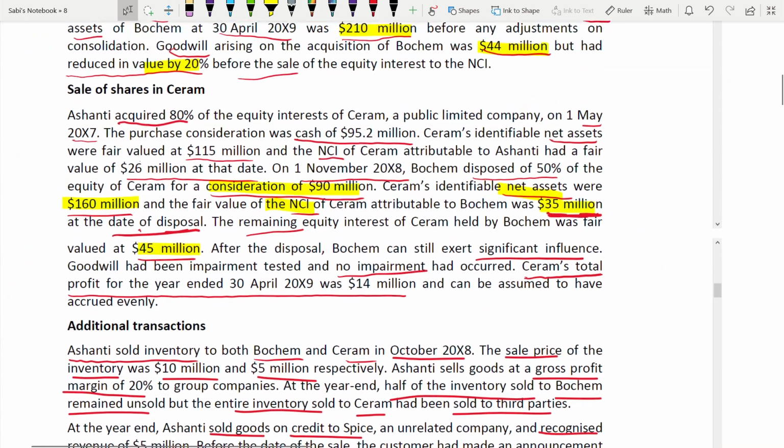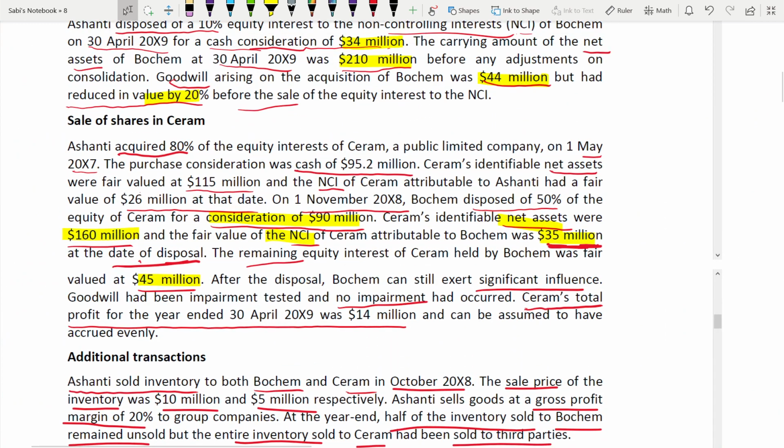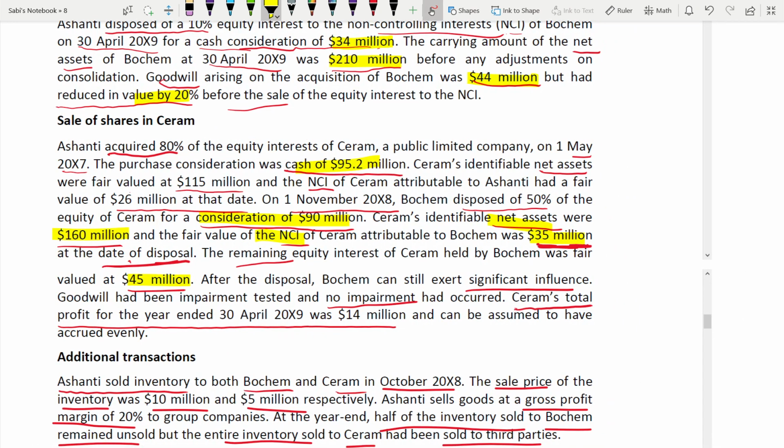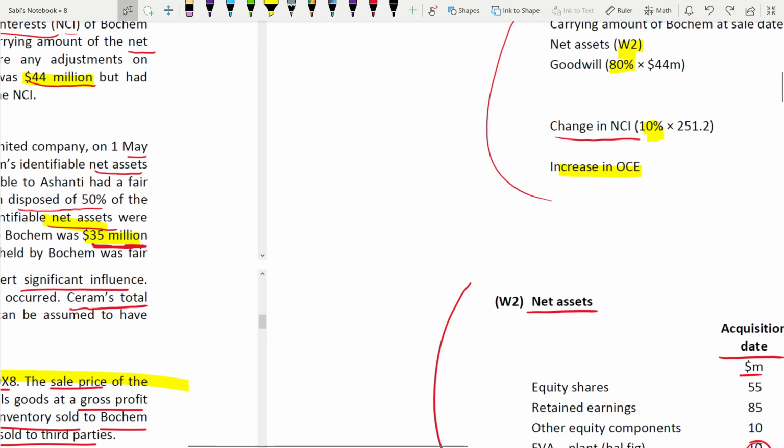So if you see here, where's the goodwill? Yes, here. This is the cash consideration, 95.2. Then coming to the goodwill, NCI is 26 million. And what is the fair value of net assets? It is 160. Already we have done previously. It is 160, no?